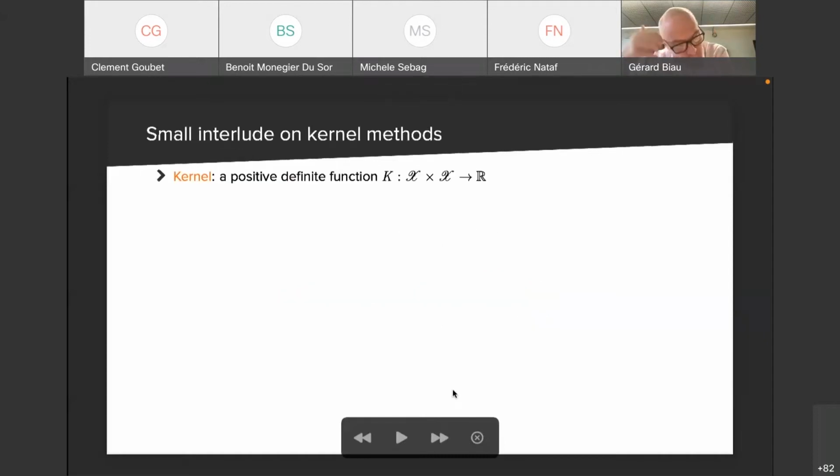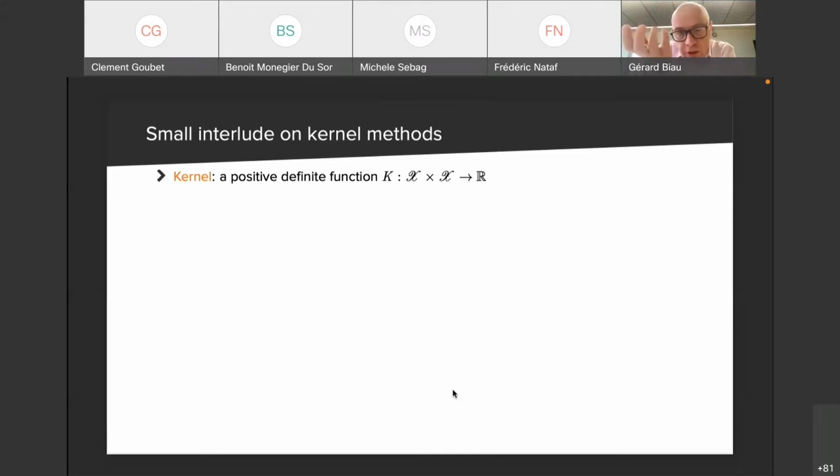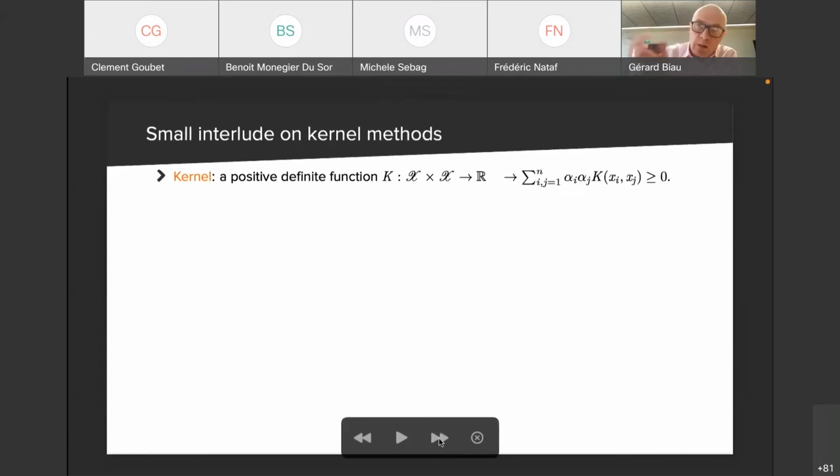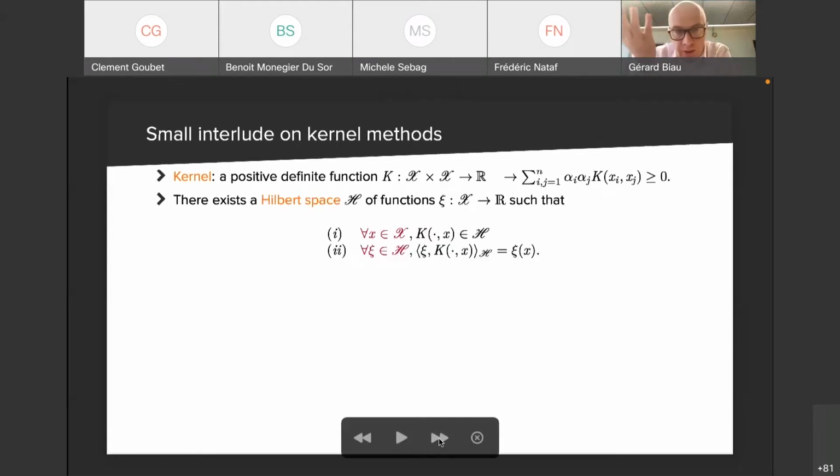Okay, so central to my presentation is the notion of kernel. I guess many of you already know what a kernel is, so I will be very brief. A kernel is a positive definite function k, which is acting on pairs of points in the space. Positive definite just means that if you take all the combinations like this, then they stay positive. And there is a theory which tells you that if you have a kernel like this, then you can define an abstract Hilbert space of functions such that, first, if you fix one point x, then k of dot, x is an element of this Hilbert space.